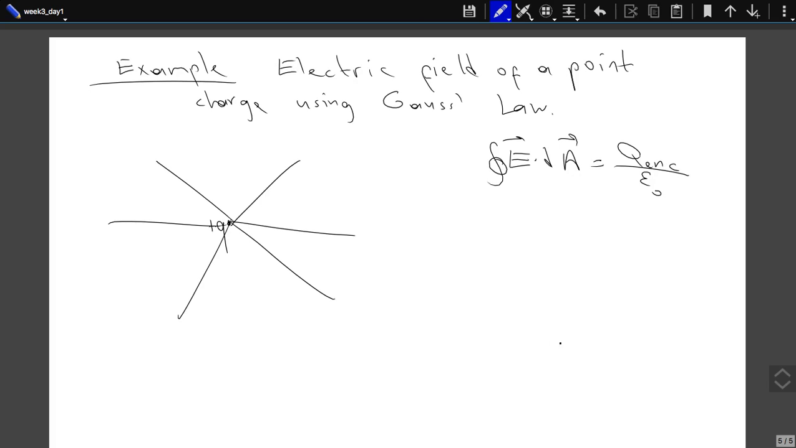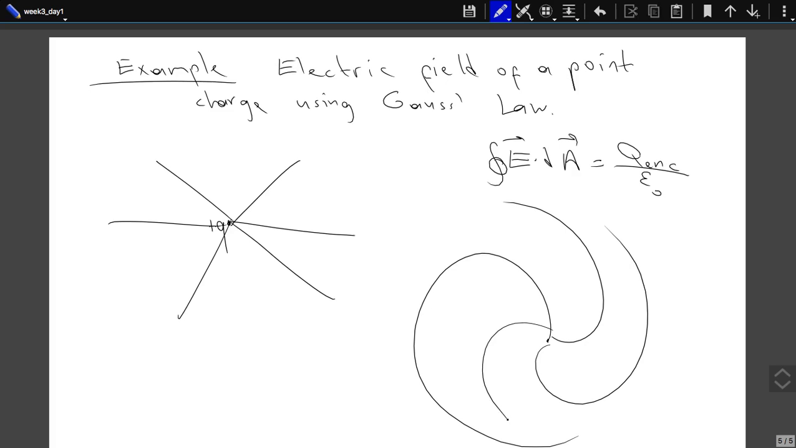Now, my issue was this one. What about such electric field lines? And to eliminate such a possibility, I just said that even with a mirror, it should look the same.